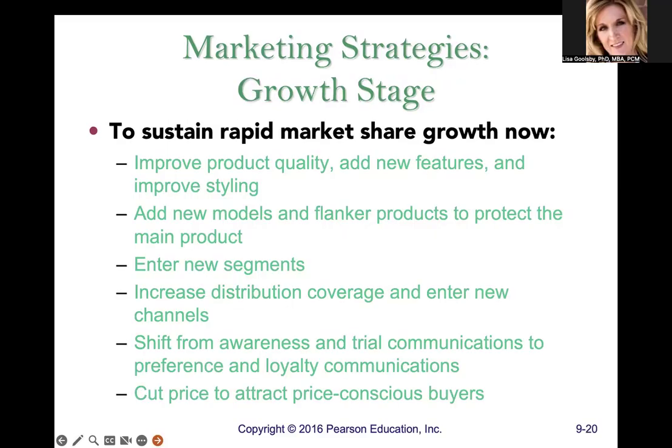The growth stage is sustained rapid market share growth. You might look to improve product quality. You're going to add new models. You might enter new segments. You're going to look at how you increase your distribution. Some other strategies include shifting from awareness and trial to getting those preferred or loyal customers. You might cut your price to attract that price conscious buyer, but be really careful on how you utilize your pricing strategies during that growth stage. Once you cut prices, it's hard to go back to any kind of higher price. So keep that in mind.